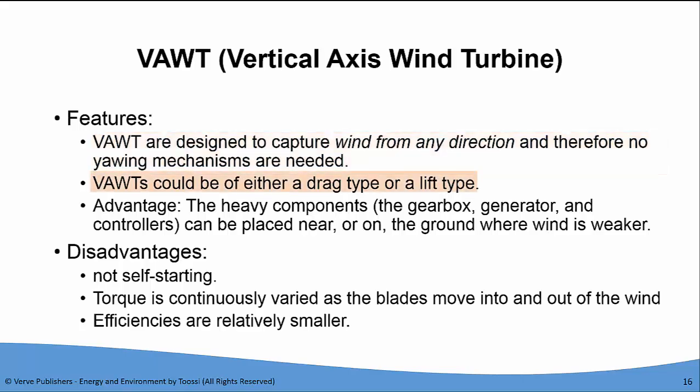As I mentioned, most of the vertical axis wind turbines are drag type, but in the last few decades there are some that use lift. And the disadvantage of vertical axis wind turbines is that they cannot operate on their own. They're not self-starting, so they have to be started maybe by a motor up to a certain speed, and then they can start. Efficiencies are usually smaller. They can operate at a lower elevation, so you do not need a very big tower, but they produce a lot of torque.